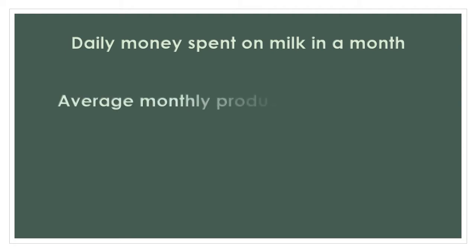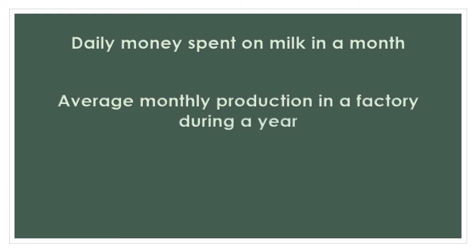Then, average monthly production in a factory during a year. During a year, I produced some commodity in a factory. Some months I produced more. In some months, my factory was closed. I want to know what my monthly production in the factory was. So that would be an average. Total production divided by 12 will become an average. So average is statistics basically.